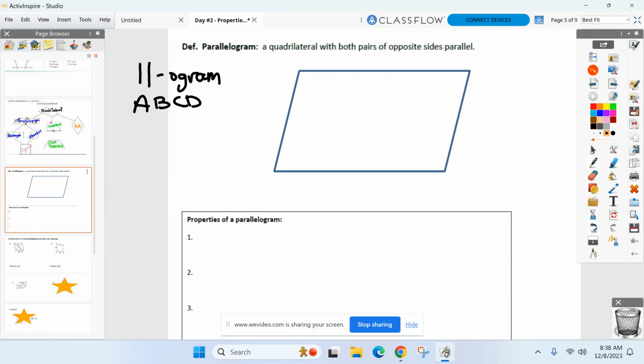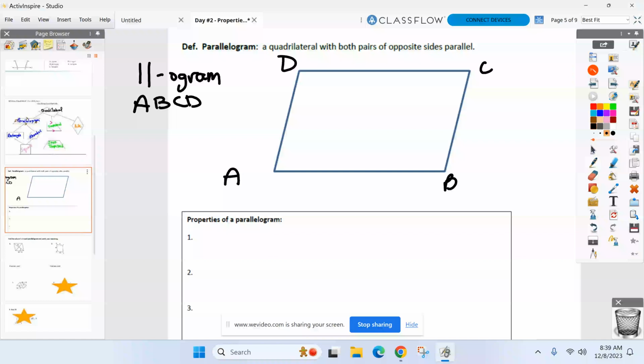You can plop A anywhere you want. You've got to start at some vertex, so put A at any of the vertices. Now, when you label it going forward, it has to be in a clockwise or counterclockwise direction. We cannot jump diagonally. We can't go A, B, and then jump across. That's going to throw off all the angle names. We have to go clockwise or counterclockwise when we label a quadrilateral. So please never jump diagonally.